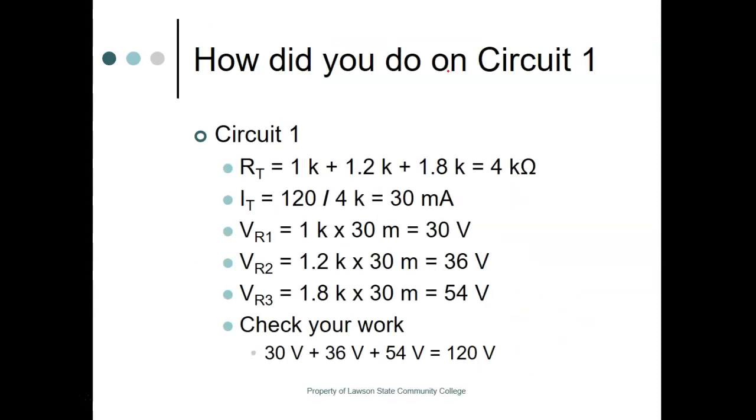Resistance total, 4 kiloohms. Current total, 30 milliamps. Because current is constant, we can bring it through our whole circuit. Voltage at R1 is 30. R2 is 36. R3 is 54. To check it, 30 plus 36 plus 54 is 120.